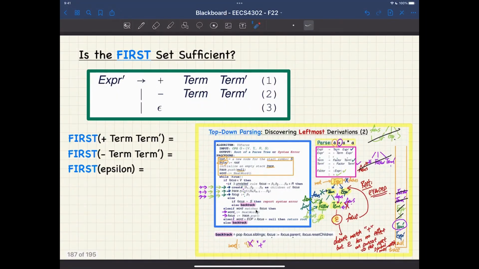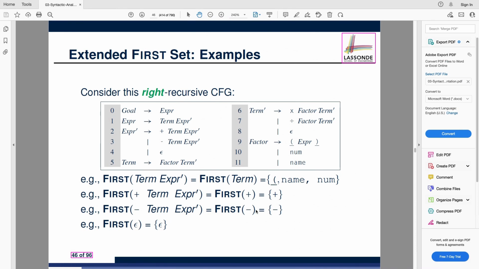Okay, let's see this. Is the first set really sufficient? This is actually something we did earlier in the lecture for the tracing about the top-down processing. But we're going to look at that a little bit later. Let me go over a few more bullet points just to see why the first set is not enough to ensure backtrack-free.